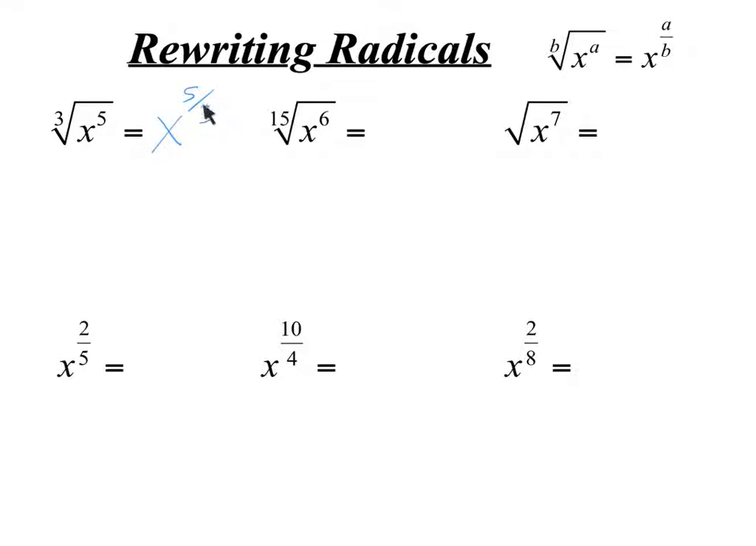So again, the radical root is always underground, and the other piece is at top. Can I reduce this fraction? No. So we're done. Let's go to the next one.